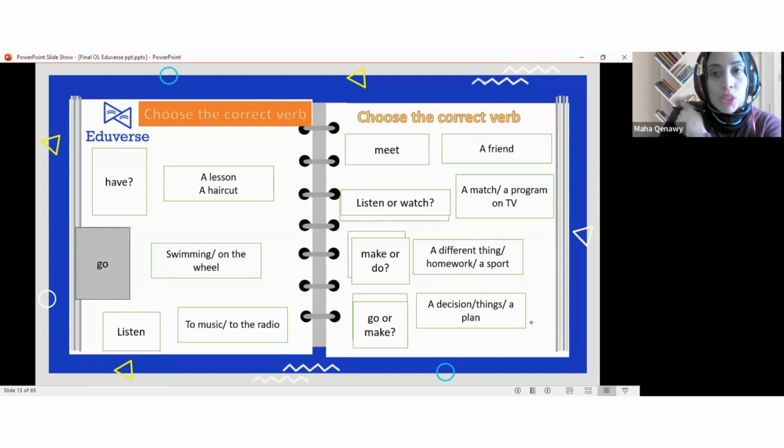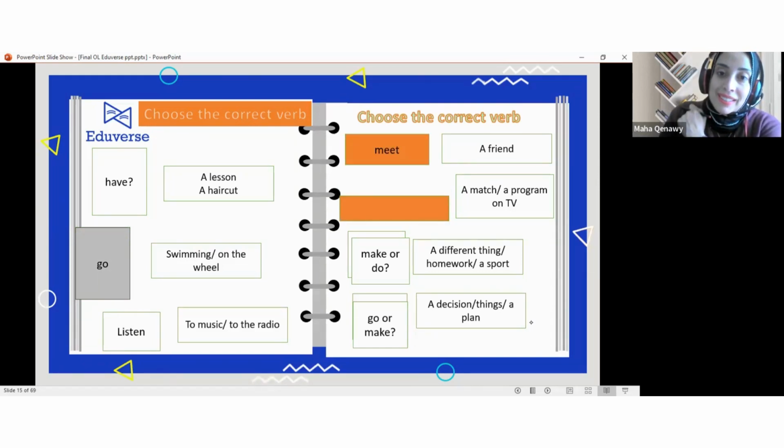Listen or watch a match or a program on TV, of course, we watch it. Make or do different things, do homework, sport. Actually, we do homework, we do a job, we do work, we do sport, we do a project, we do an activity. We do house chores around the house to help your mom. All house chores take do, except two things: if you're going to make food and if you're going to make your bed.